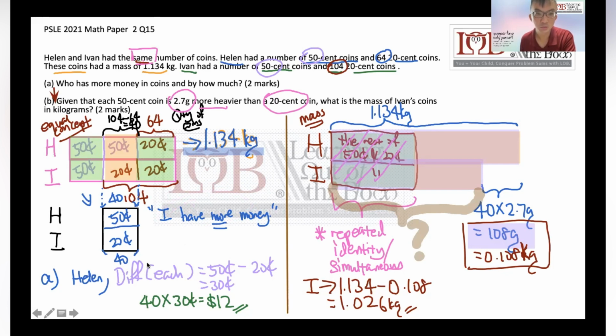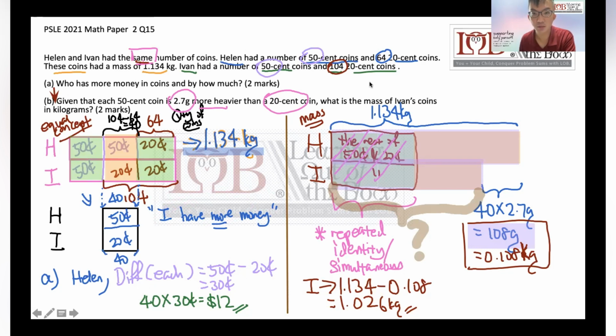So the difference here is you just compare one coin to one coin, which is a 30 cent difference in value, times 40. So there's a difference.